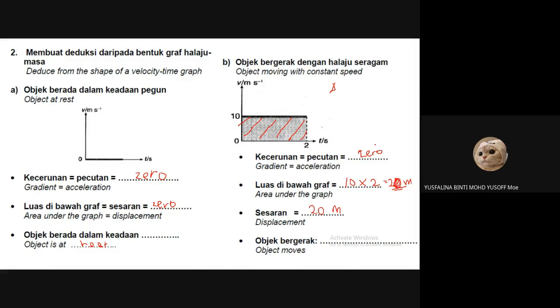This object is moving with uniform velocity, or you can say the object moves at 0 acceleration. Anyone want to ask the teacher about A and B before I move on to C and D? What are the important things you have to remember? You draw a triangle. If you cannot draw a triangle, the gradient is zero. The gradient represents acceleration, so when the gradient is zero, the acceleration is also zero.